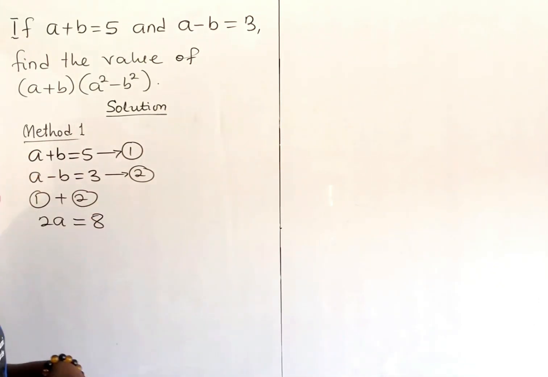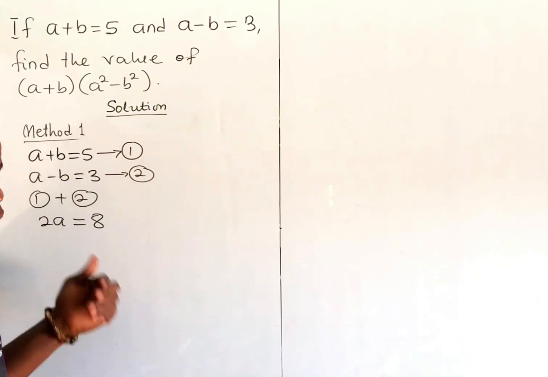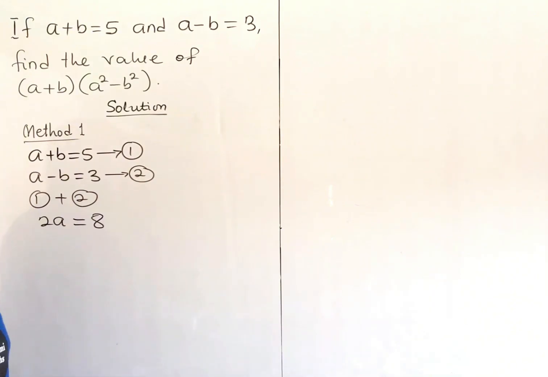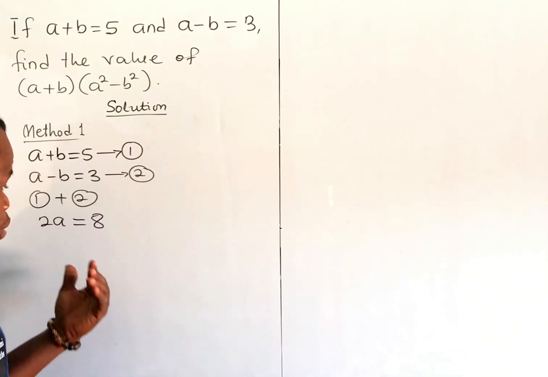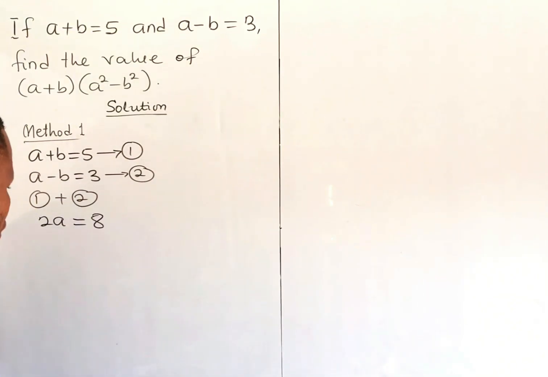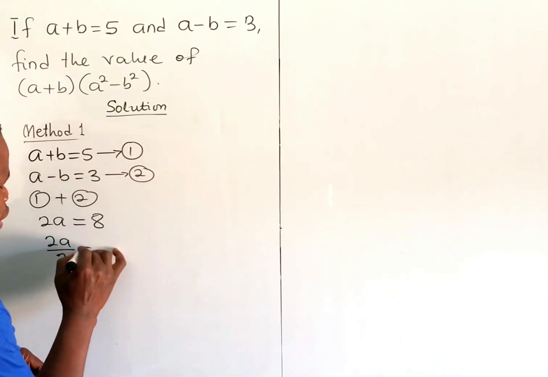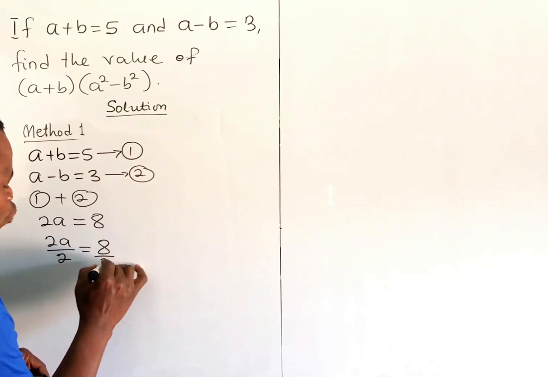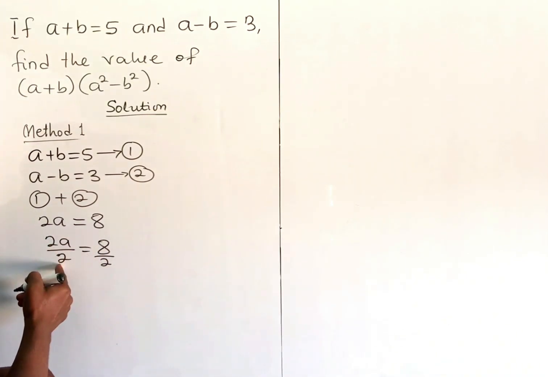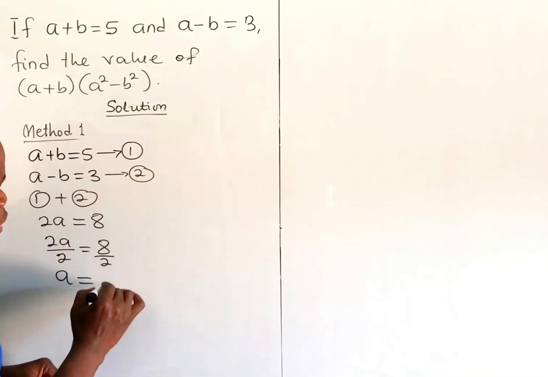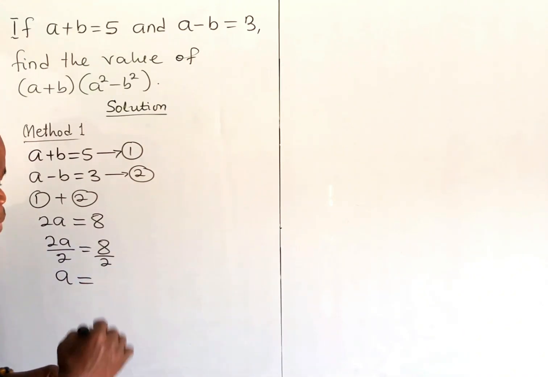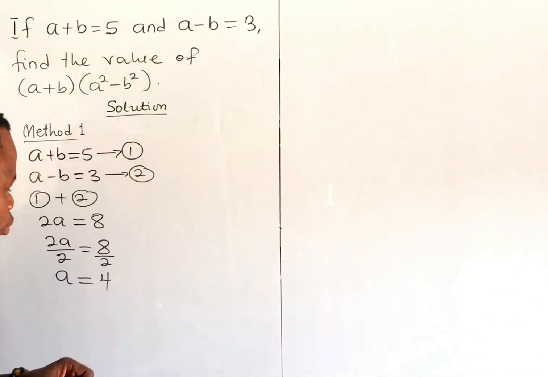Since B has been eliminated, we can solve for A. To solve for A, we divide both sides by 2 because the coefficient of A is 2. So we have 2A over 2 is equal to 8 over 2. This 2 will take away this 2, meaning A will be equal to 8 over 2, which is 4.